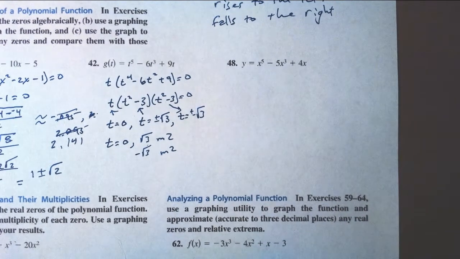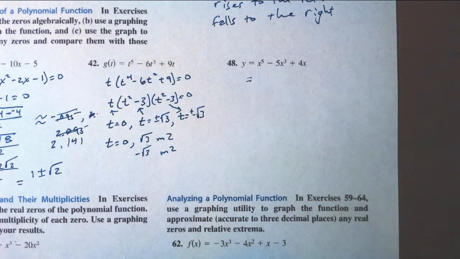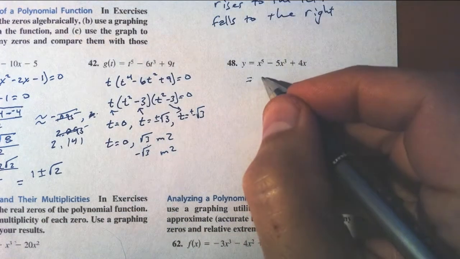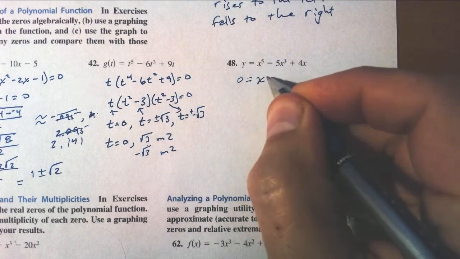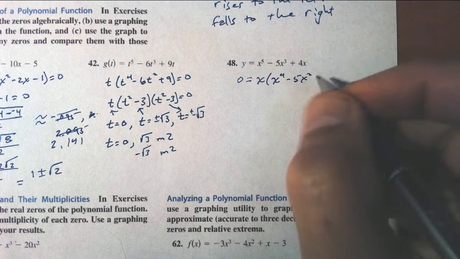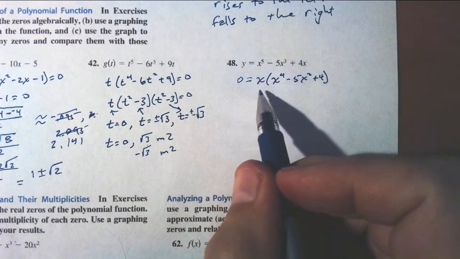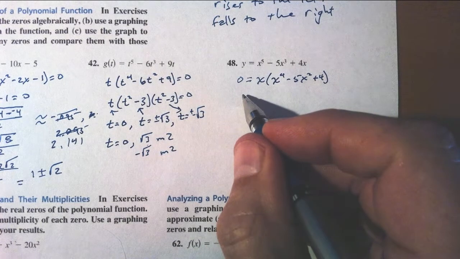Okay, let's take you through 48, and then we're going to pause this and come back with a part 2 to this one. Very similar. I'd really highly recommend you going ahead and pausing this right now and try this one. I'll be back as soon as you hit play. Okay, hopefully you tried this and you've gotten through it. I'm going to set this equal to 0, factor out an x. I get x to the 4th minus 5x squared plus 4. For that to equal 0, I'm going to go ahead and factor.